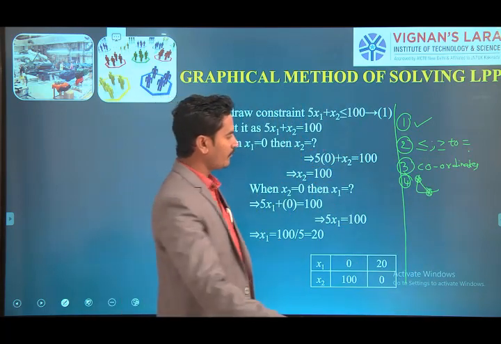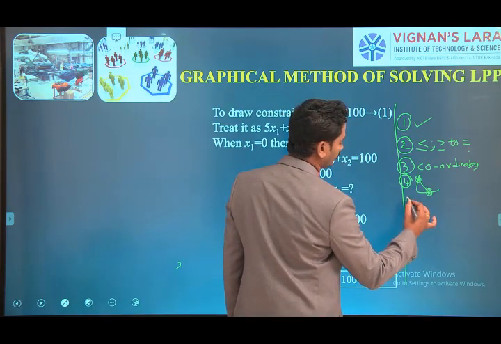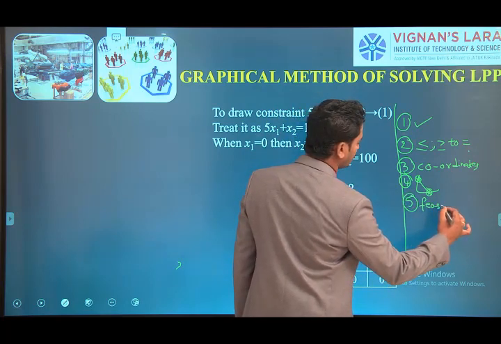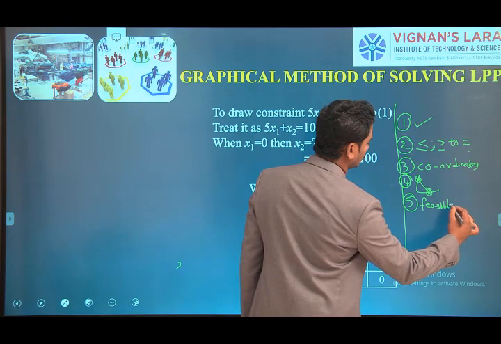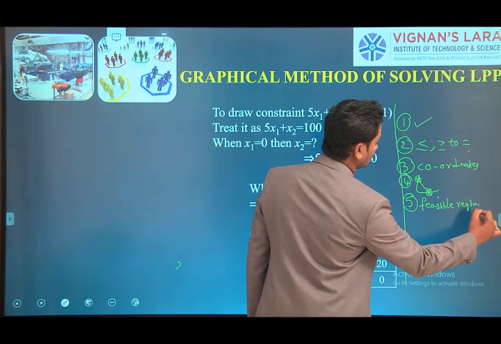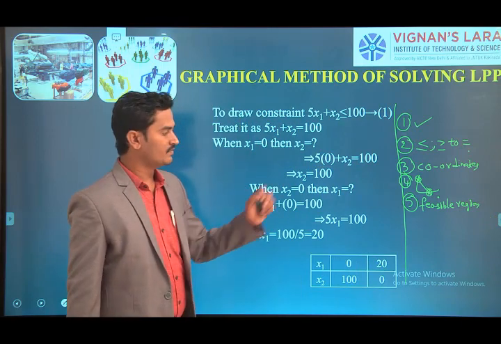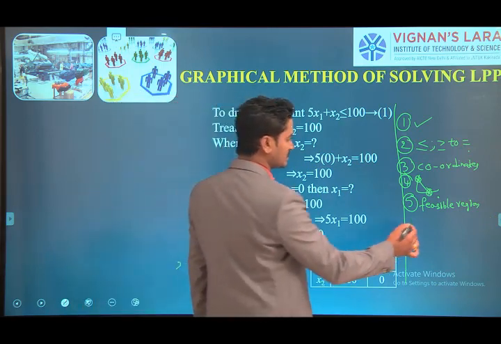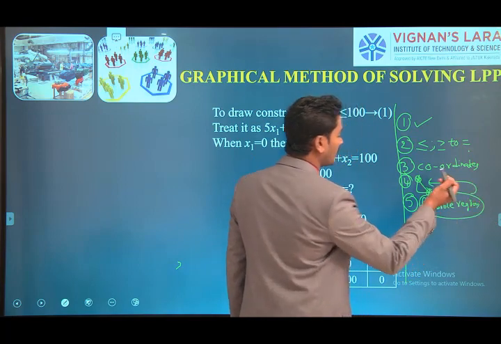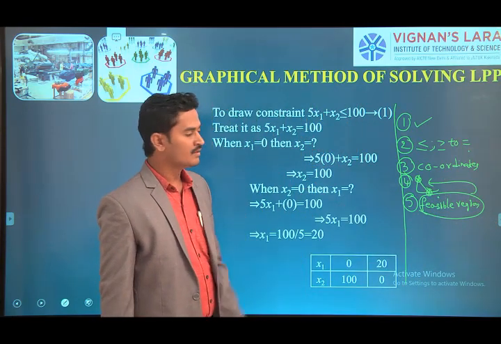Okay, after plotting, we are going to identify the feasible region. We will find the feasible region. How do we find the feasible region? How do we obtain the feasible region? From the coordinates, from the plots, from the graph, we find the feasible region.